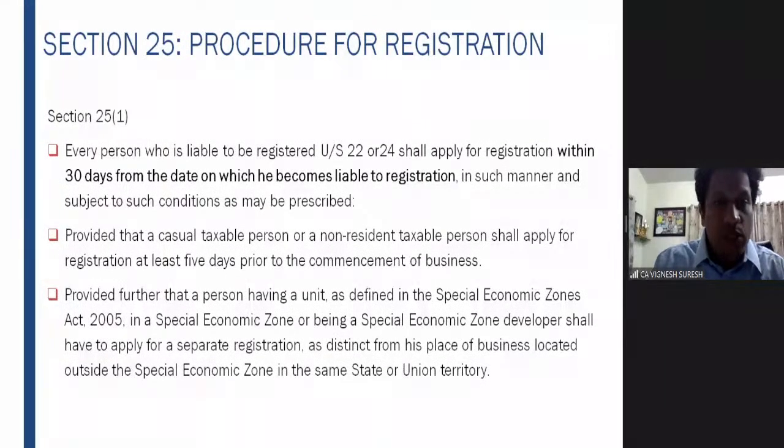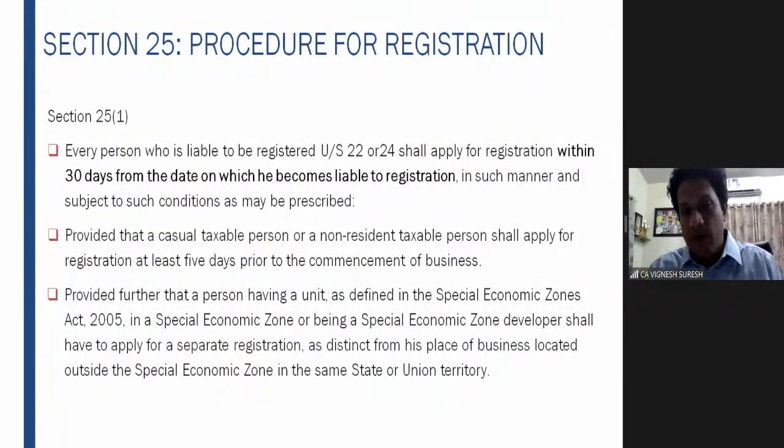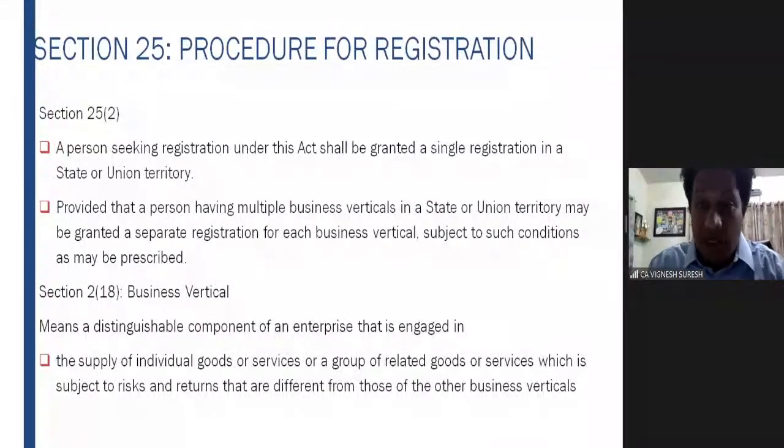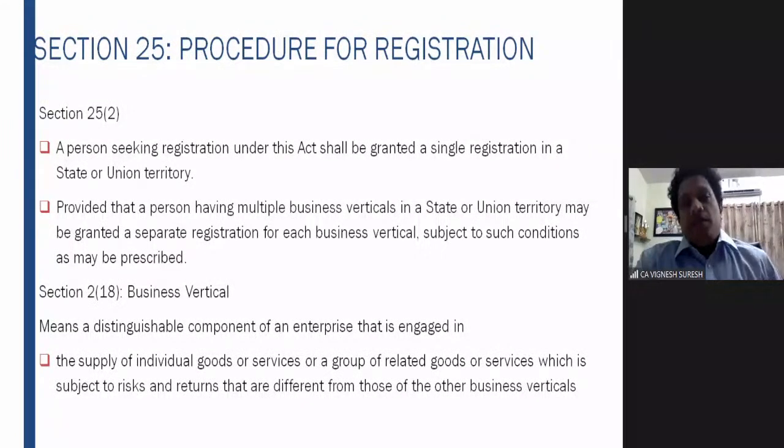These are the two provisos which are given to 25 subsection 1, which speaks about how a casual taxable person or a non-resident taxable person needs to apply for the registration, and also in case of a unit in a special economic zone, separate registration is required. That was your 25 subsection 1. Moving on, we come to 25 subsection 2, which says, what does 25 subsection 2 say?